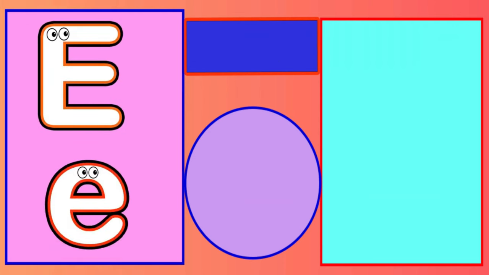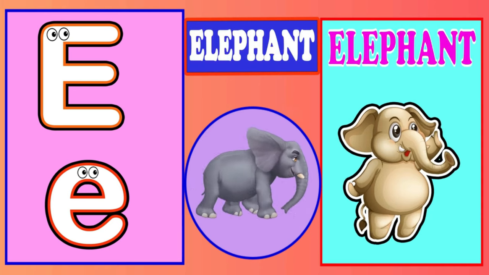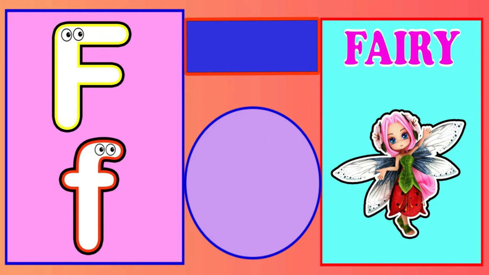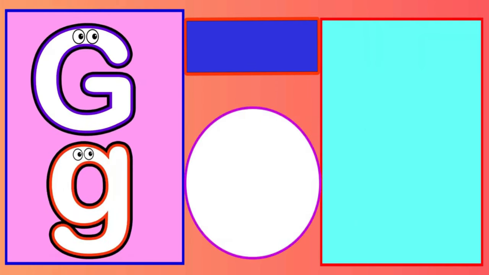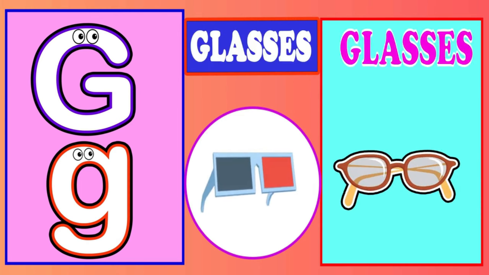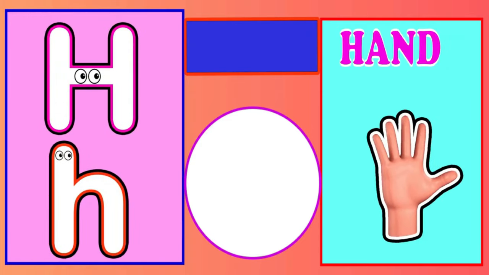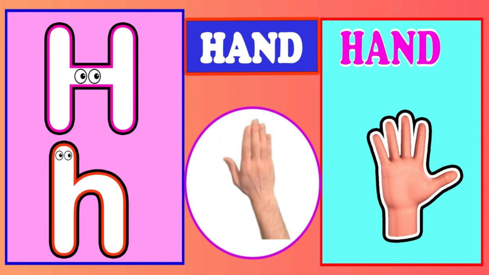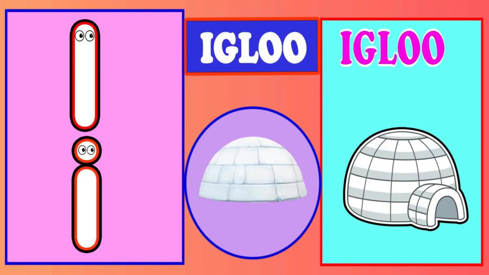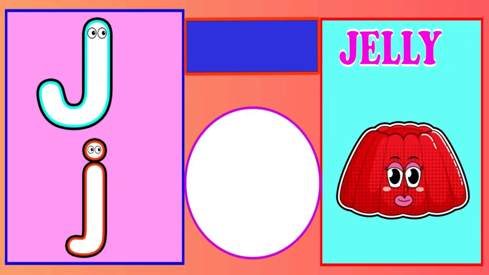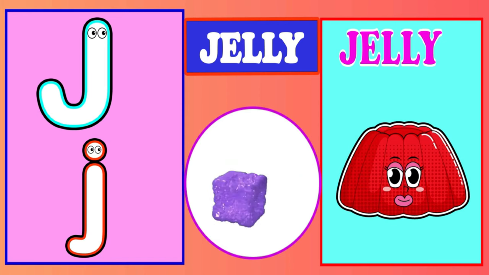E is for elephant, eh elephant. F is for fairy, f fairy. G is for glasses, g glasses. H is for hand, h hand. I is for igloo, I igloo. J is for jelly, j jelly.